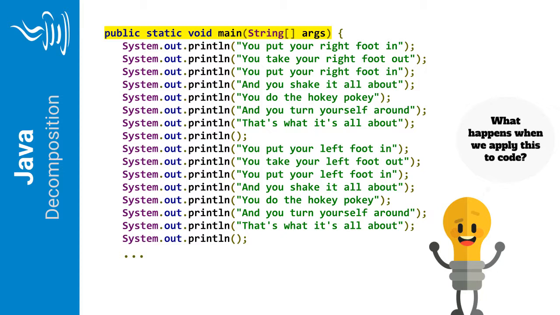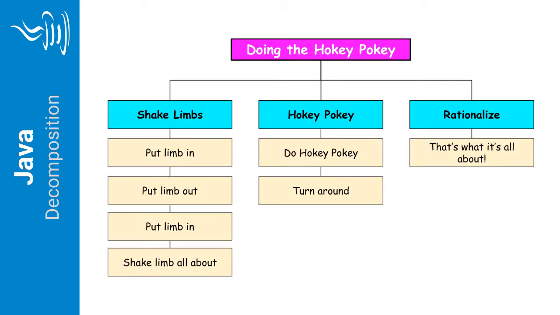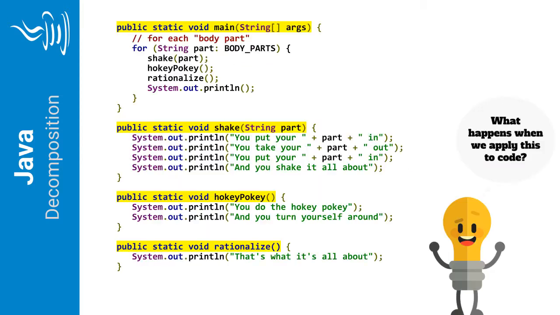Imagine I had a simple program that sang the hokey pokey. Without any kind of decomposition, it would be implemented as one big sequential blob of code in a single method. But when we decompose singing or doing the hokey pokey, we see that it is composed of distinguishable parts, complete with repetition and redundancy. I have broken the hokey pokey into 3 subparts, each with its own details.